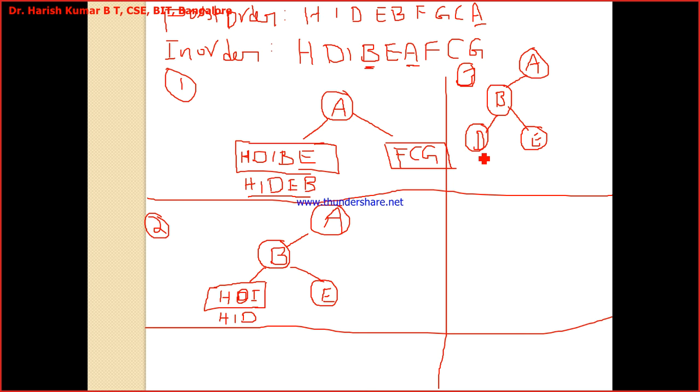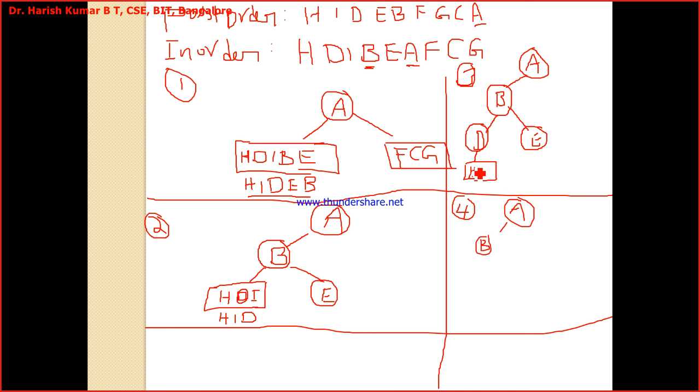Okay, let me write. H and I, use a rectangle for writing H and I. Again I look for the sequence HI. The same sequence HI I have found here. Since there are only two characters, in the fourth step, H will be the left child of D and I will be the right child of D. Okay, people are following?